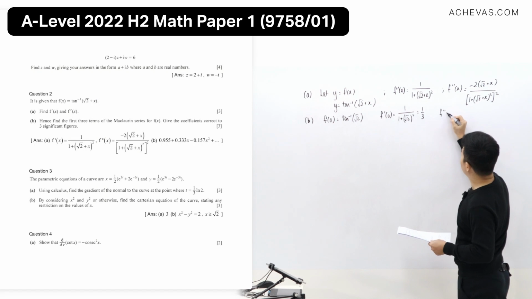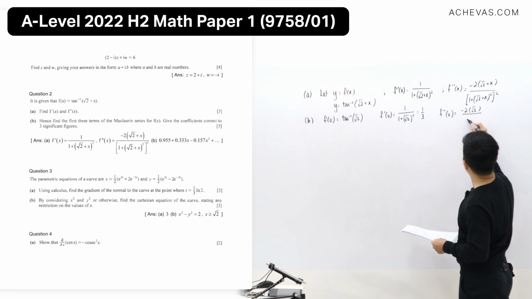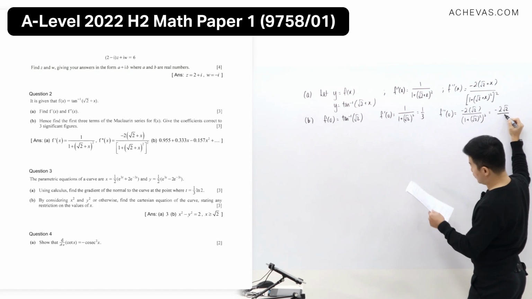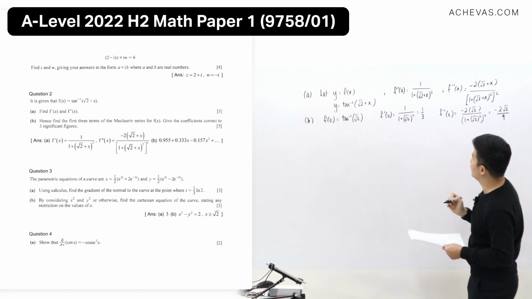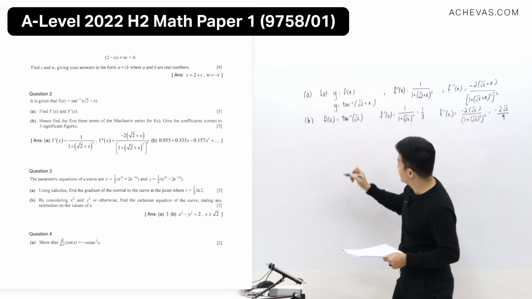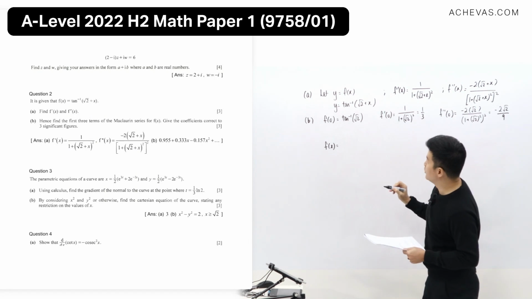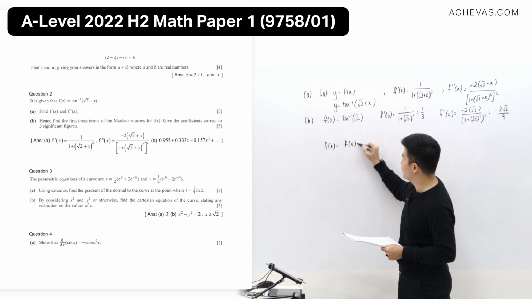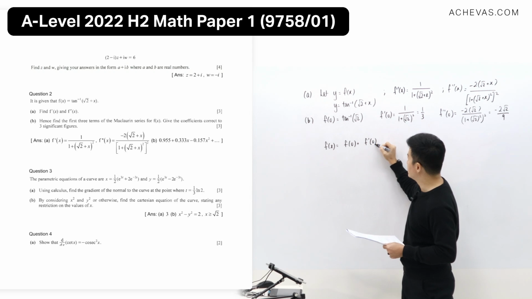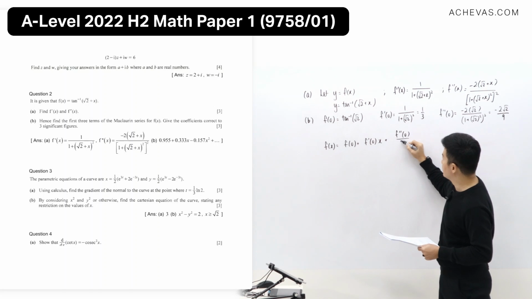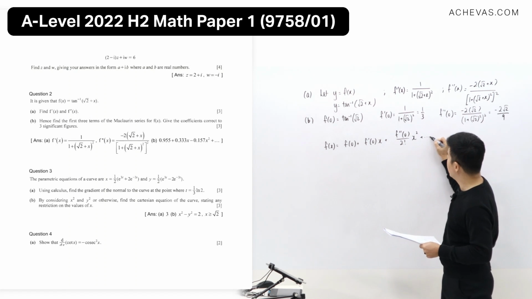And we will need f prime prime 0, which is minus 2 square root of 2 plus 0 over 1 plus square root of 2 squared. So this is minus 2 square root of 2 over 9. With this, we can now find the Maclaurin's series for fx. It is going to be equal to f0 plus f prime 0 x, then plus f prime prime 0 divided by 2 factorial x squared and so on.